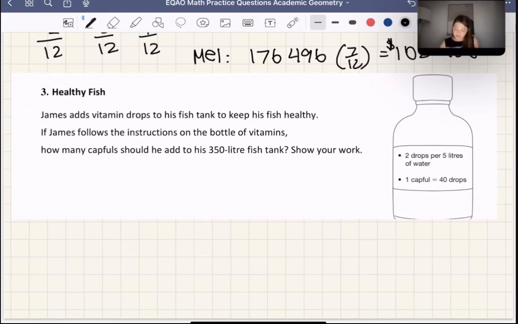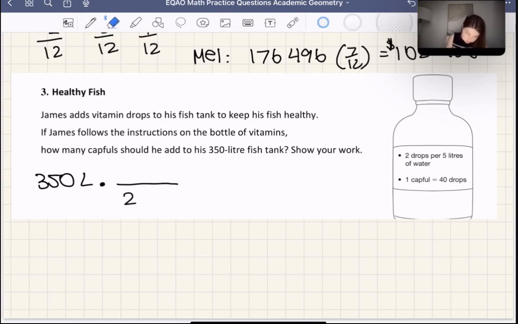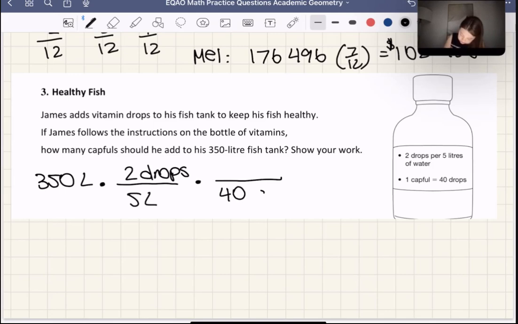Okay, so if he has a 350-liter fish tank, we want to find out how many capfuls that's equal to. We know that 2 drops for every 5 liters is what should be added. So let's do 2 drops. Okay, so we know that for every 5 liters, we need 2 drops. And we also know that 40 drops is equal to 1 capful.